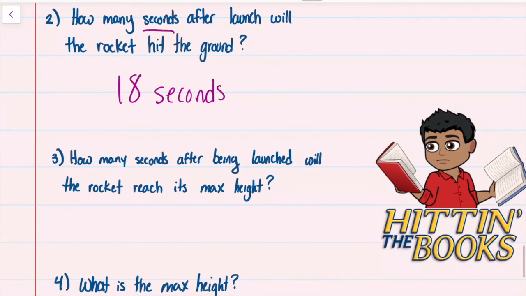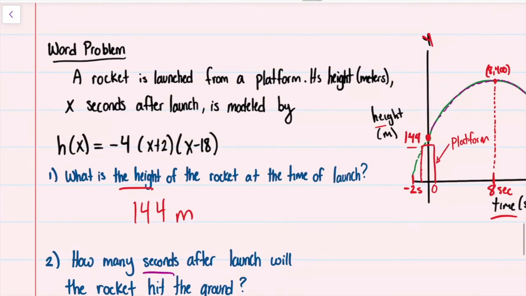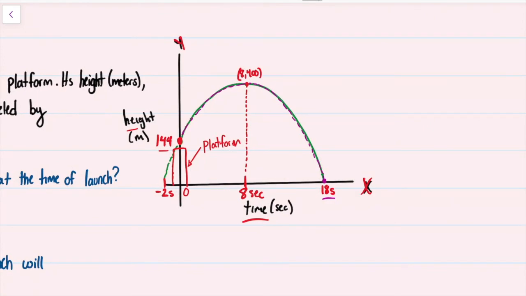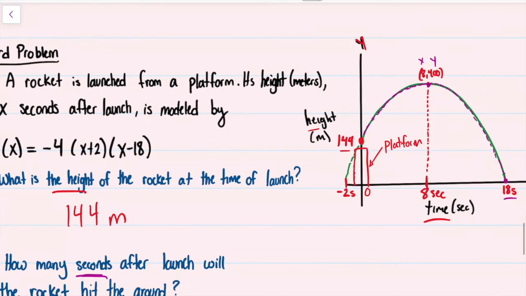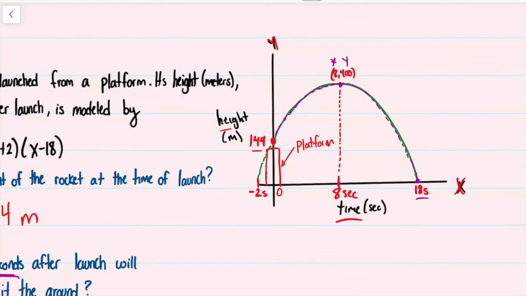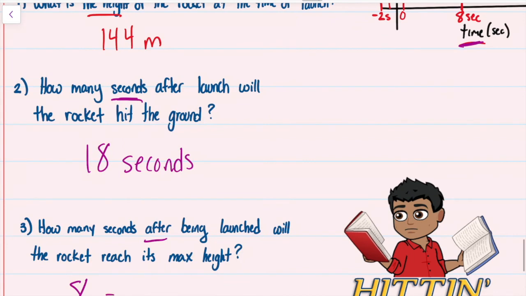How many seconds after being launched will the rocket reach its maximum height? Now look at this. If this is the rocket going up in the air, when does it reach its maximum? Well, we have an 8 and a 400. We have the x and the y. The question was, how many seconds after launch? Which one shows seconds, the x or the y? Look at them. The x shows time. That's what we want. So how many seconds did it take? It took 8 seconds to reach its maximum.